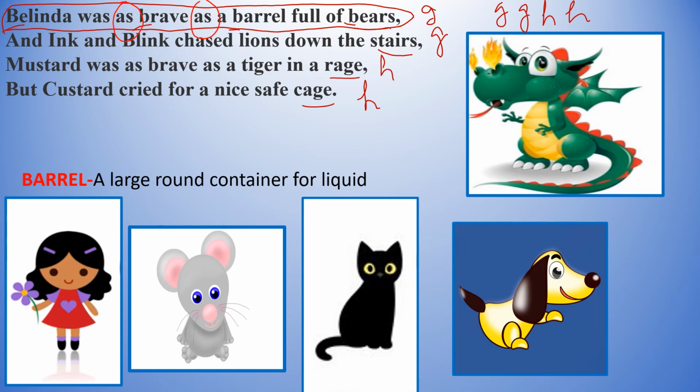The third poetic device which is used here is again alliteration, and it can be seen in the last line: Custard cried, cage. Alliteration again is the repetition of the consonant sound in the beginning of two or more consecutive words. So here in the last line, the K sound is very much prominent. So this is an example of alliteration.